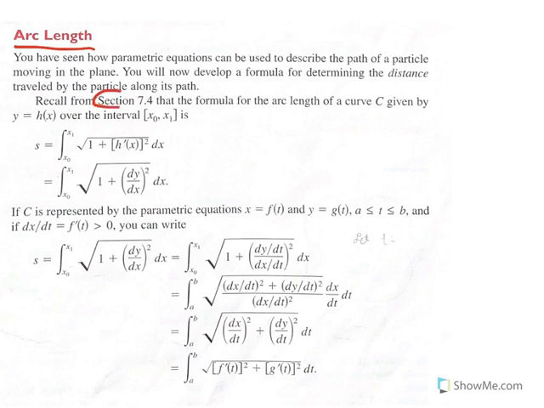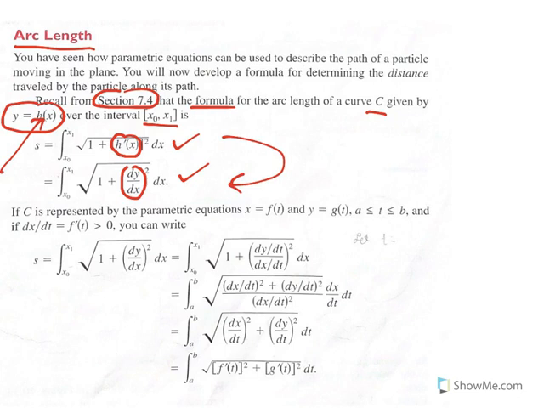So we talked about section 7.4. There we learned the definition of arc length of a curve C given by a function h of x on the interval of x values from x naught to x sub 1. This is the integration formula that we had for arc length in section 7.4. Now, of course, h prime of x is the derivative of the function with respect to x, so you can write that as dy dx. That's how we go from the first line to the second line.